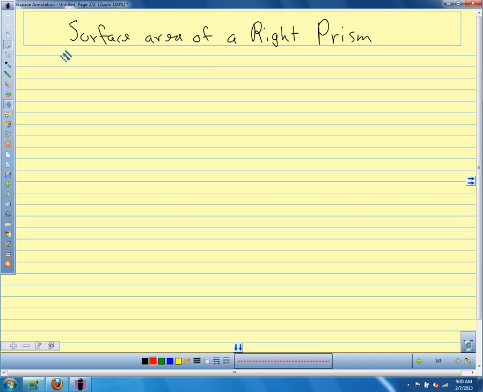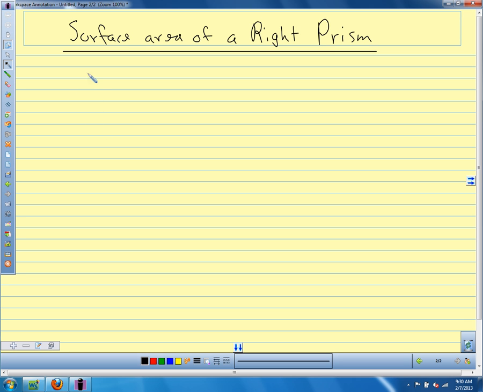And we came up with a formula for the surface area the other day. The formula that we came up with the other day, the one that we used in our opener, is only for rectangular prisms. That one only works for rectangular prisms. This formula that we're going to talk about now works for any right prism.